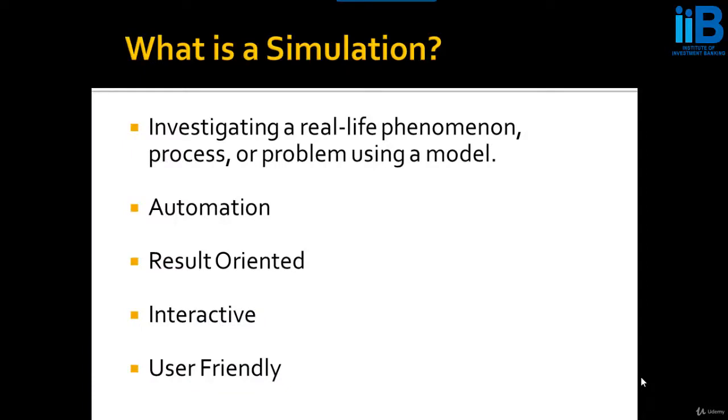What is a simulation? It helps in investigating a real life phenomena, process or problem using a model. It helps in automation. It basically automates your entire Excel to your need. It is result oriented. It focuses on the result of the entire model. It precisely gives you answers to the solution you're seeking for. Interactive. It is an interactive method of using Excel. It helps in simulating different real life phenomena, which makes it more interactive and user friendly.